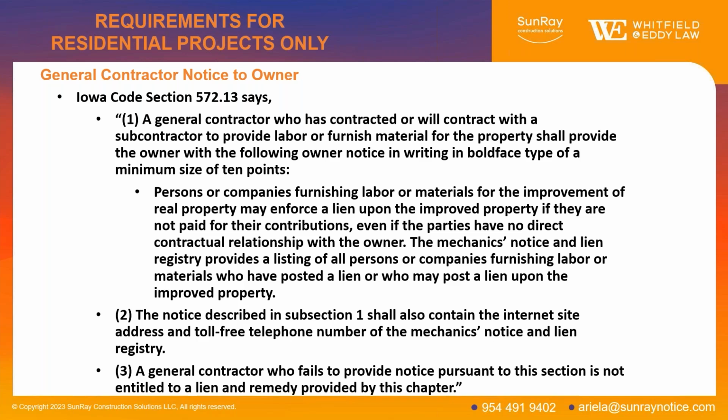So the easiest way to do this is if you're a general contractor and you have a written contract that you're going to have with an owner, put this notice language and the internet site address and phone number right in the written contract with your owner. So if you have a standard form you use, add this in, put it in there, and that way you've got it covered. Because at the end here of the slide, you can see if you don't provide the notice, then you have no lien rights as a general. So you have to put this in.